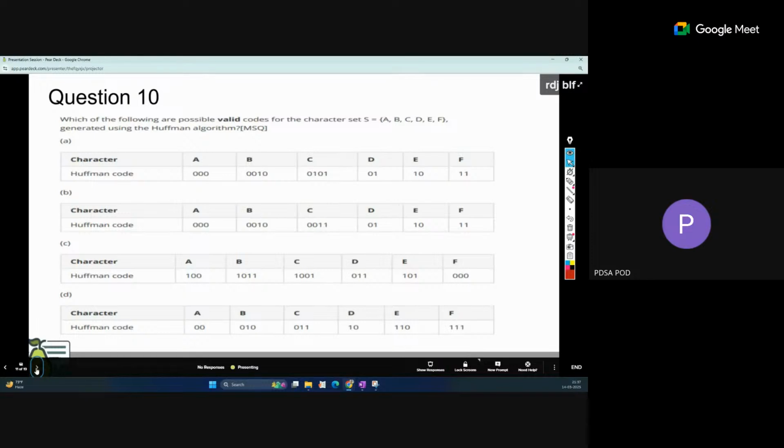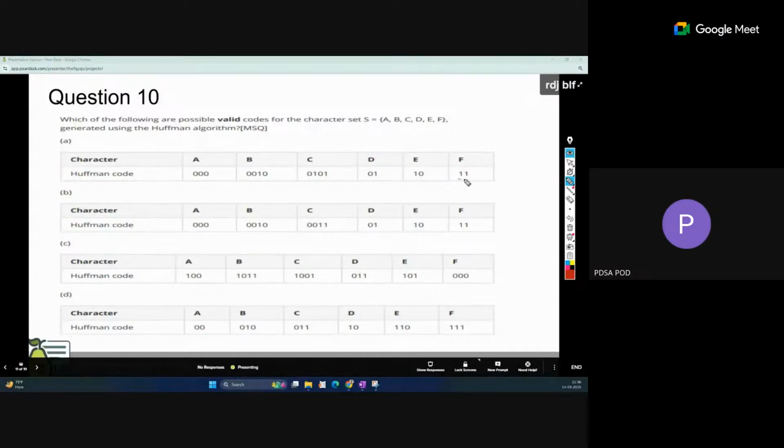We have also seen this property. Here codes are given. Which of the following are possible valid codes? We are asking that. Here we have 6 characters. One validation you can check is the prefix code property. In the codes, just check whether smaller codes are coming as a prefix or not. So that validation you can do.